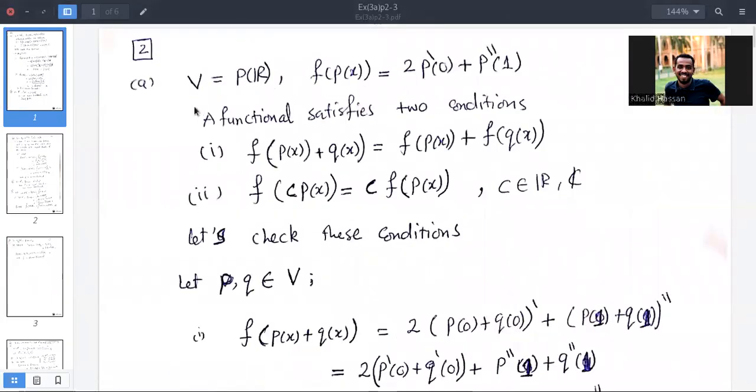So now we start with problem 2.A. We have a vector space, the space of polynomials over R. We want to check whether the function defined as f of p of x equals 2p dash of 0 plus p double dash of 1 is a linear functional or not. A linear functional satisfies two conditions.